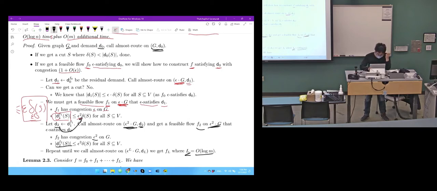Then when you call almost route on this scaled down graph after L iterations, you get a residual demand of a residual demand of a residual demand, and so on. So let's look at the total flow that you have tried to route so far and sum them up, right?